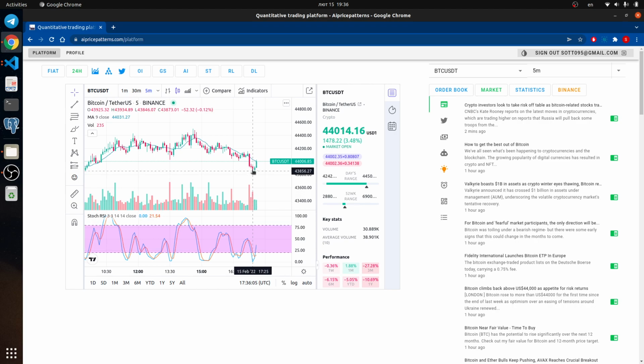For example, I see we have three red bars, now we have two green bars, and we can find some sequences. Sometimes we have one sequence of four red bars, sometimes we have five green bars, and when this situation happens, it could influence the next movement of price.